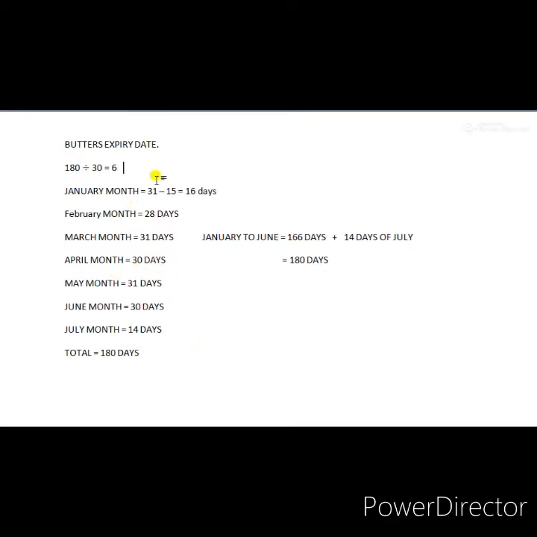The butter was packed on 15th January. The total days in January are 31, so 31 minus 15 gives 16 days. February, we know, has 28 days. March is 31 days. April, we know, is 30 days. May is 31 days and June is 30 days. Totaling all these, January to June, we get 166 days.